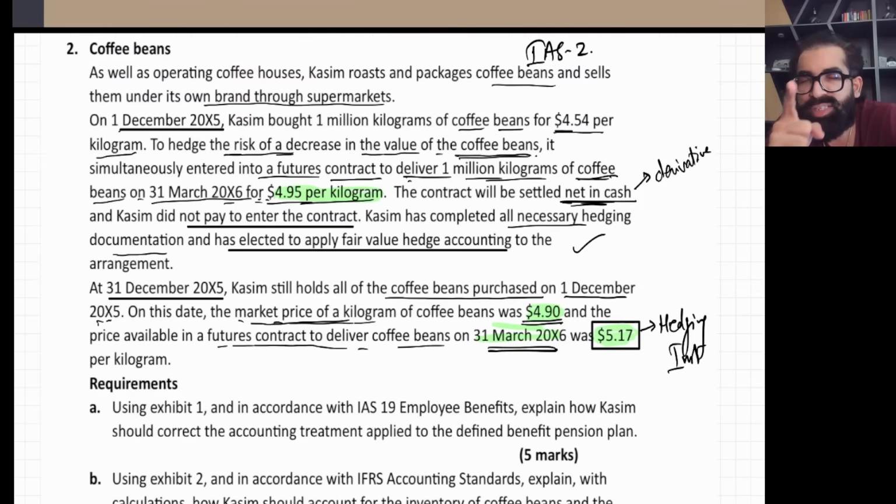Or if there is a loss in the hedged item, then there will be a gain in the hedging instrument. So in this case, wait, I think there is a gain. Be active. Next week or after 10 days, you have your paper.